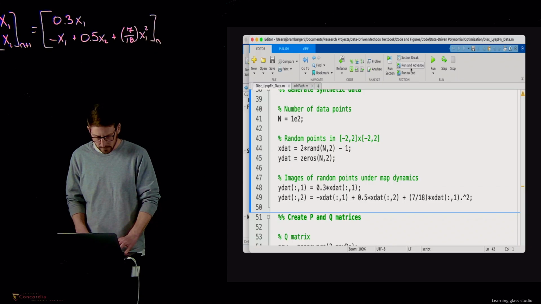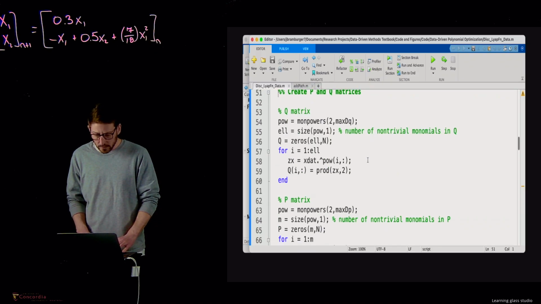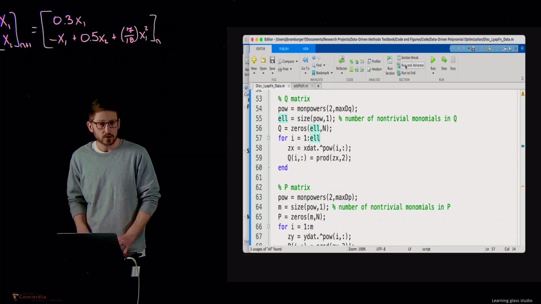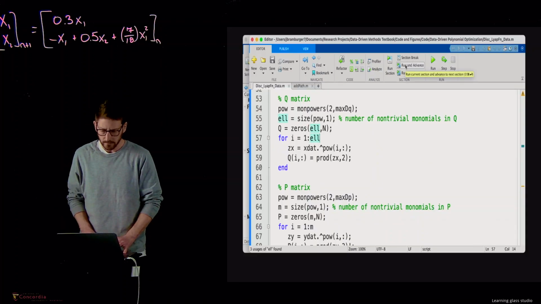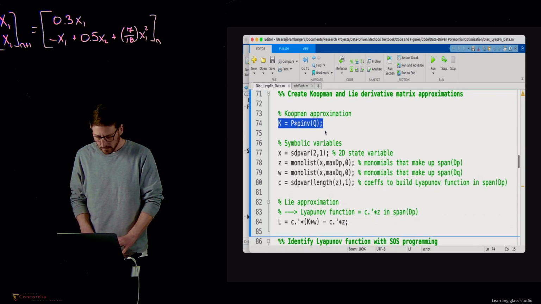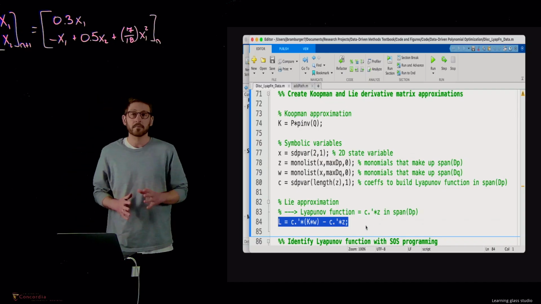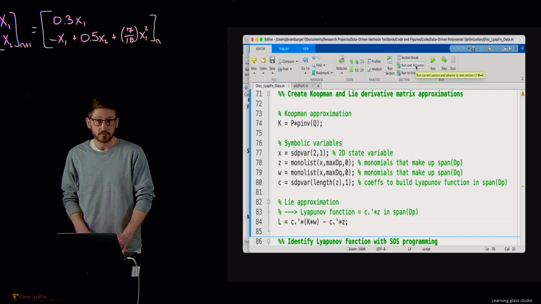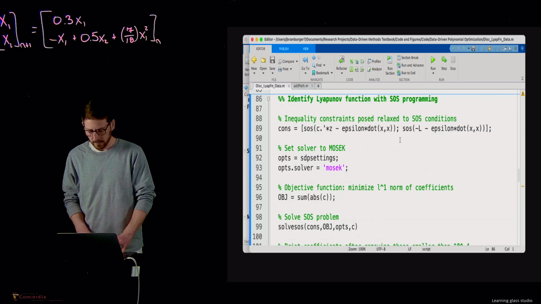So let's run this. And now what we're going to do is create those big P and Q matrices. Just like I showed you on the board, it was down here earlier. Now here's my approximation of my Koopman operator. As you can see down here, I have my approximation of my Lie derivative. You can see that these are sort of complicated, but that's because of this action that I showed you for these approximations of the Koopman and the Lie derivative as matrices.